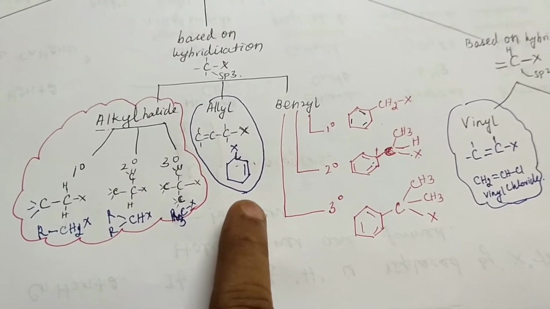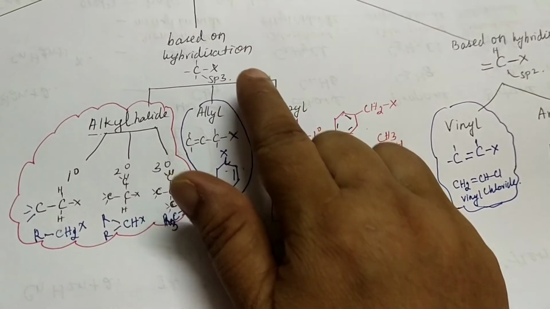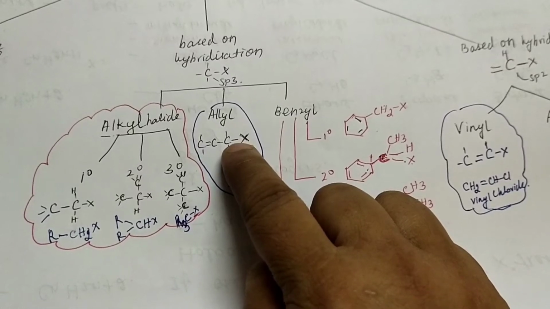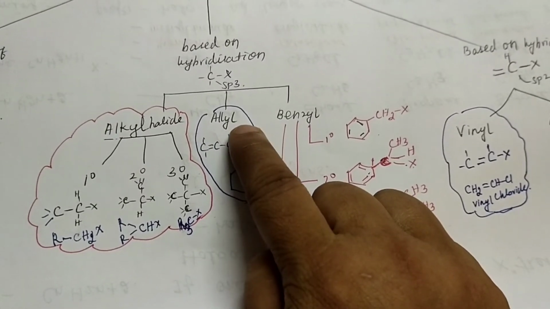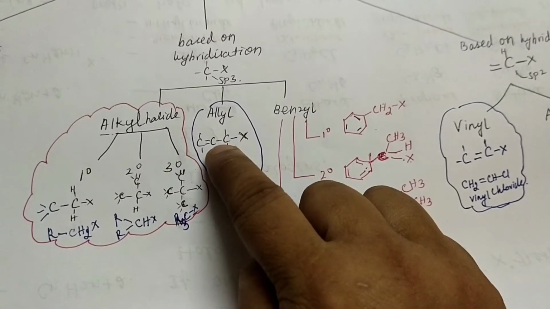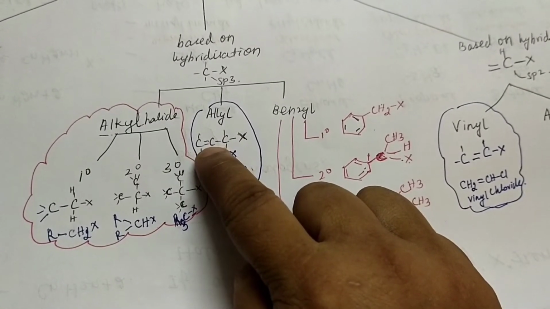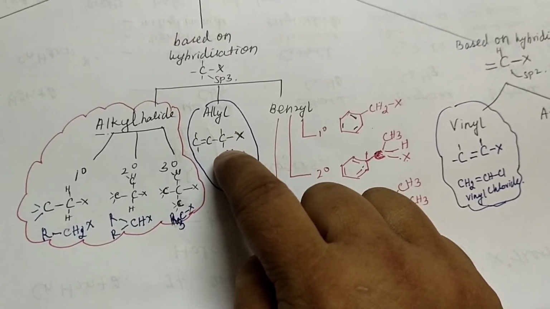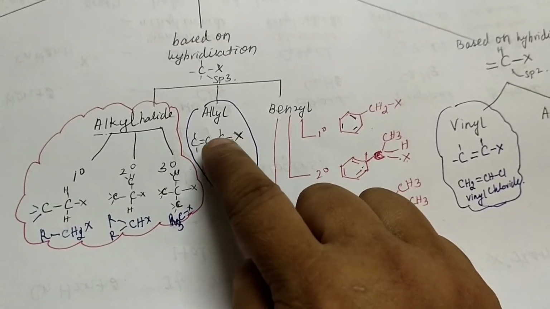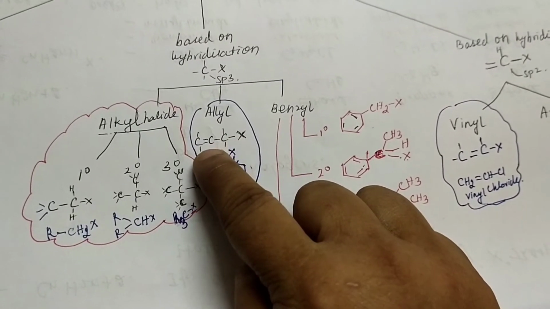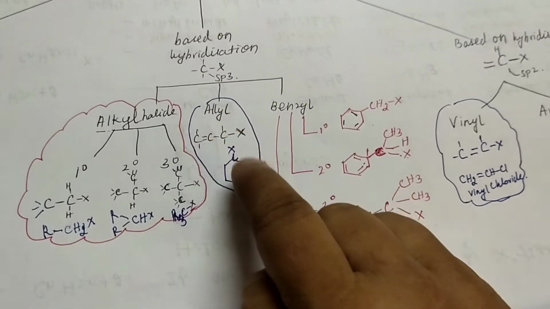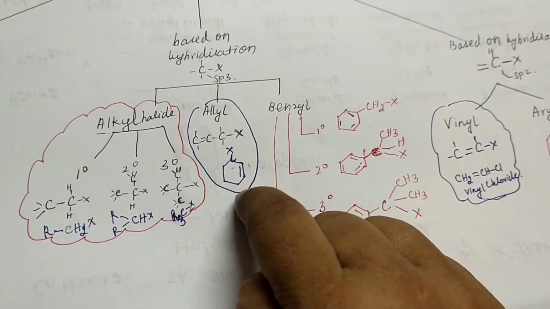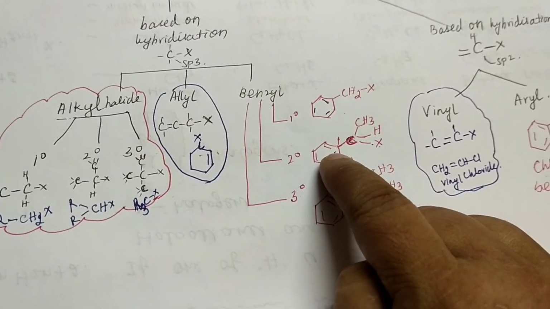Now the next classification, under this sp3 hybridization itself, is allylic. Here the halogen attached carbon is sp3, so its 4 valencies are single bonds. In turn one of its valencies is with another carbon that is carrying a double bond. That is called allylic. The same allylic can also occur in a cyclic ring.